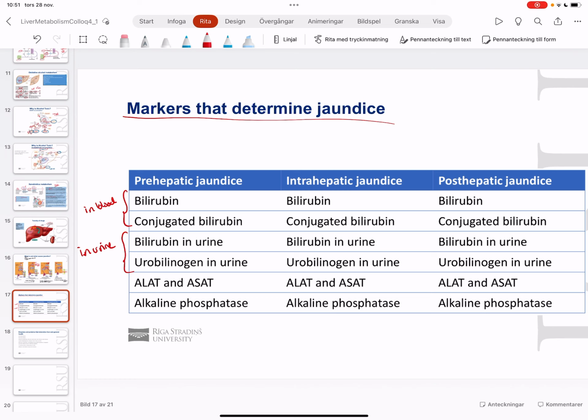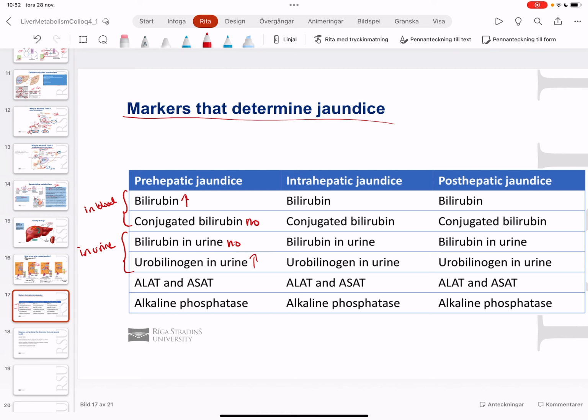So in prehepatic jaundice, in the blood, there will be a lot of bilirubin, but there will be no conjugated bilirubin. And then in the urine, bilirubin will not be there because it cannot travel. It's not water soluble, so it will not be able to go to the kidneys. It will not be able to be in the urine. Urobilinogen in the urine will be in high amounts.